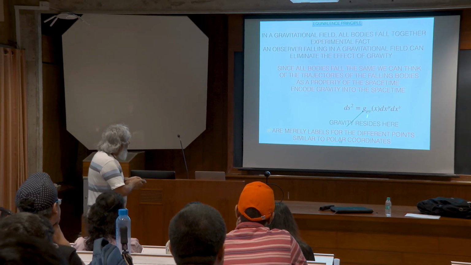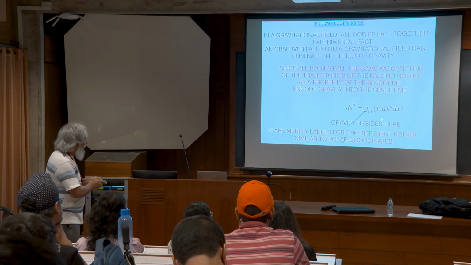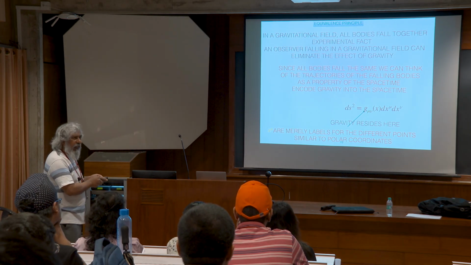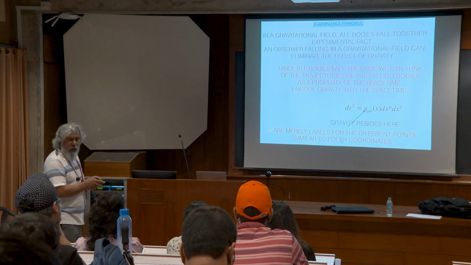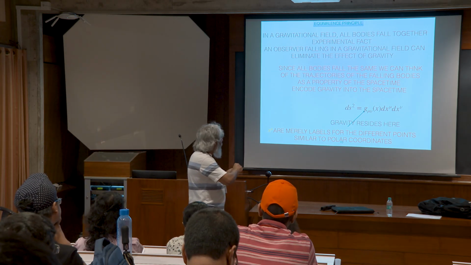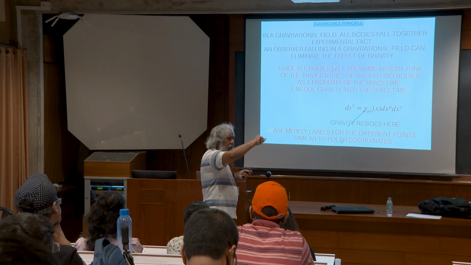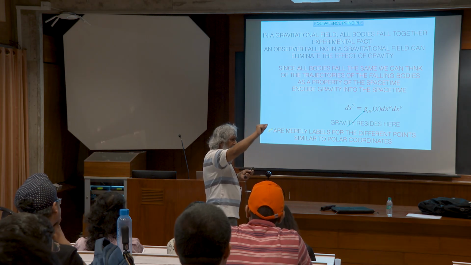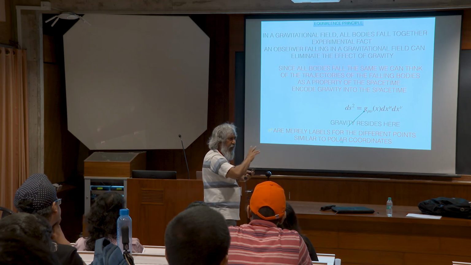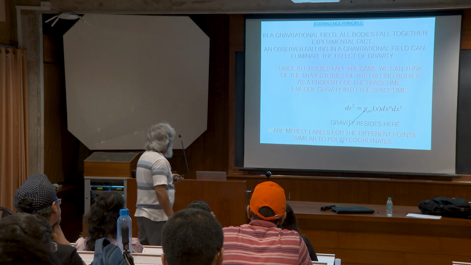So Einstein's main suggestion is that gravity resides here. You tell me what these functions are, and that will tell me the nature of the space-time and how bodies will move in it. What you do if you want to find out how a body goes from A to B: draw a line between them, work out the total proper time, and extremize with respect to that curve, and you'll find the right way.